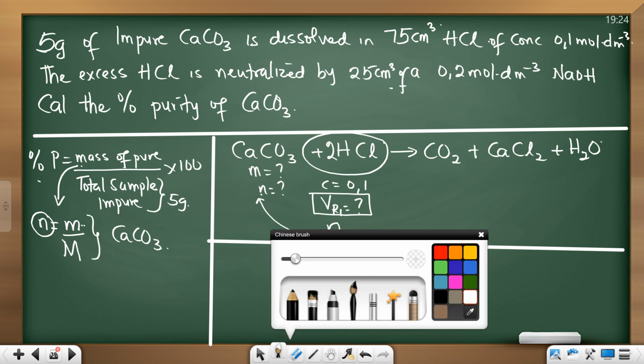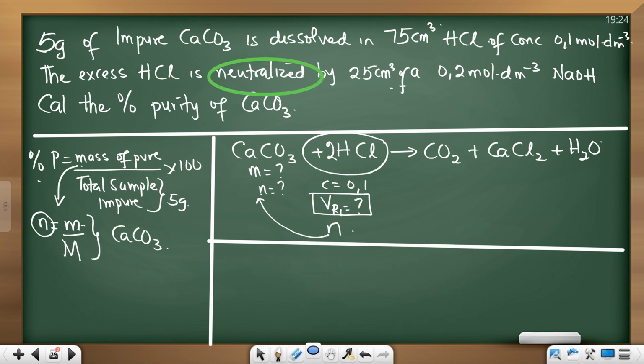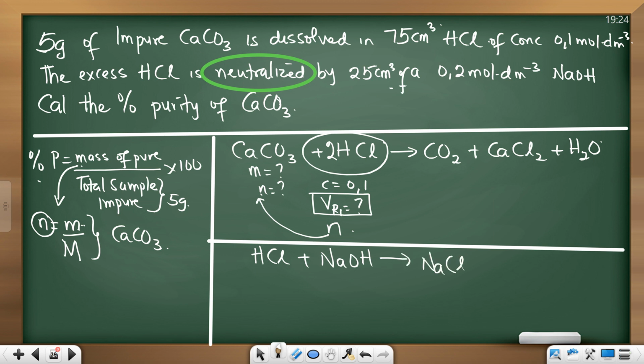That's why the examiner gave you reaction two. What is the keyword in reaction two? Neutralized. What are we reacting? HCl and sodium hydroxide: HCl plus NaOH to give us NaCl plus H2O. What do we know here? 25 cm³ volume here is 0.025, divided by 1,000 for the concentration. Do we know the volume used in reaction one from reaction two? No, we don't.